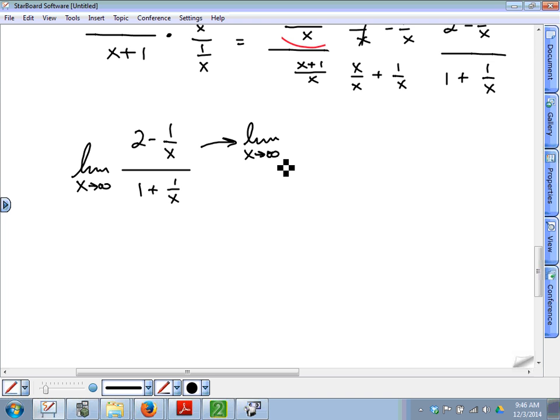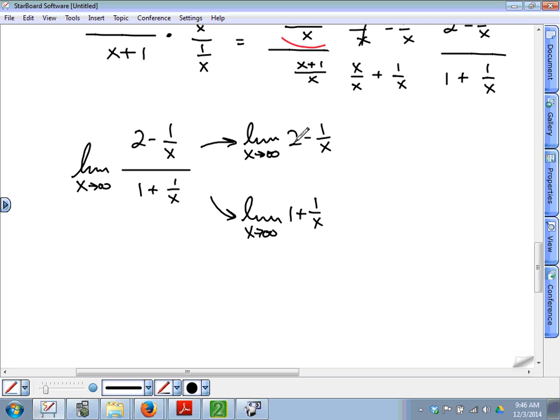Now let's do the individual limits of the numerator and the denominator. So if we take the limit as x approaches infinity of 2 minus 1 over x, and then we take another limit as x approaches infinity of 1 plus 1 over x, now we can just use that theorem. So let's just deal with this limit right here.